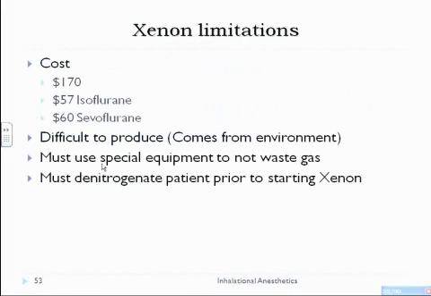A big limitation of xenon is its cost per hour. You're looking at $170 an hour compared to sevoflurane or desflurane, which is around $60. It's also very difficult to produce, and there's really not enough xenon in our atmosphere to be able to deliver enough anesthesia to everybody in the world if needed. So it's going to be used in certain select patients in appropriate circumstances, but it's not something you're going to use every day unless we find some way to obtain more xenon from another area.